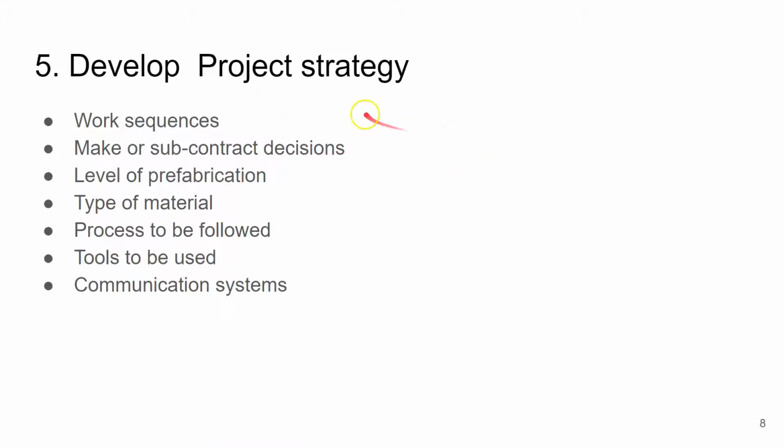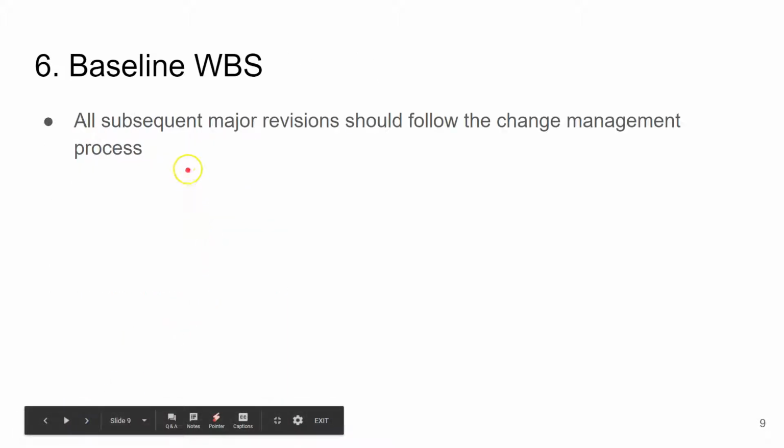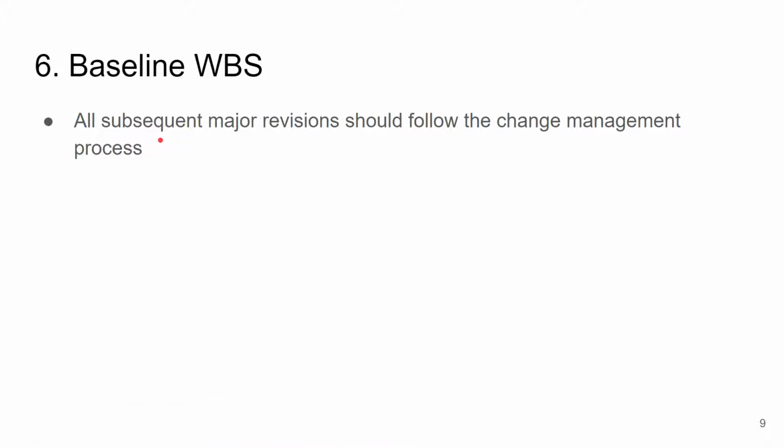While doing all these things, project strategy evolves. We have to decide on the work sequences, make or subcontract decisions, level of prefabrication, type of materials to be used, processes to be followed, tools to be used, and communication systems, processes and structures. Everything put together, we arrive at the project strategy. And once we have enough confidence in the WBS, we baseline it, and all subsequent major revisions should follow the change management process.